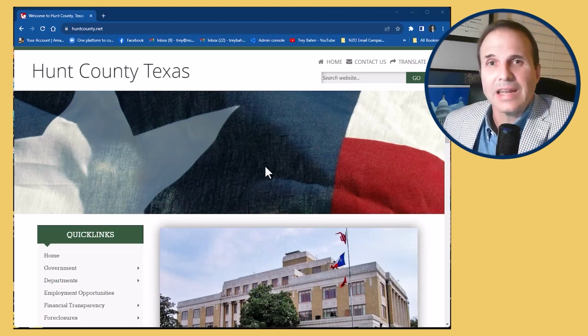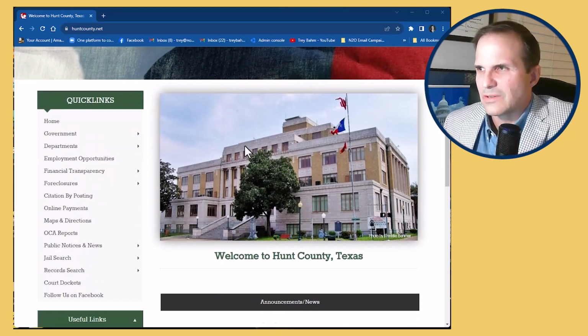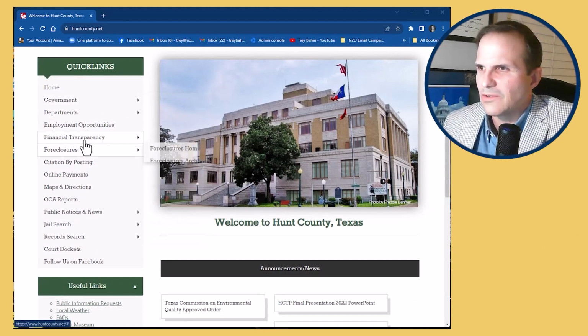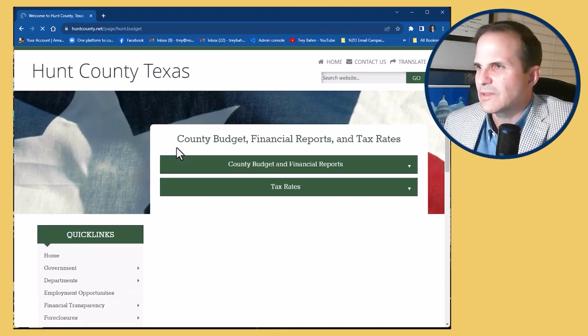Hunt County has 99,000 people and is just over 880 square miles. So this is a good example of just your run-of-the-mill county. Here on the county website, it's just real simple. There's the good old courthouse. You look over here and you can click on financial transparency, and you can go here to budget reports and tax rates. And of course, there's a lot here, but let's focus on this.